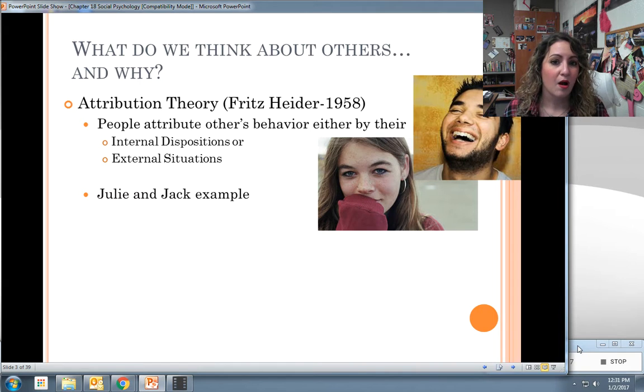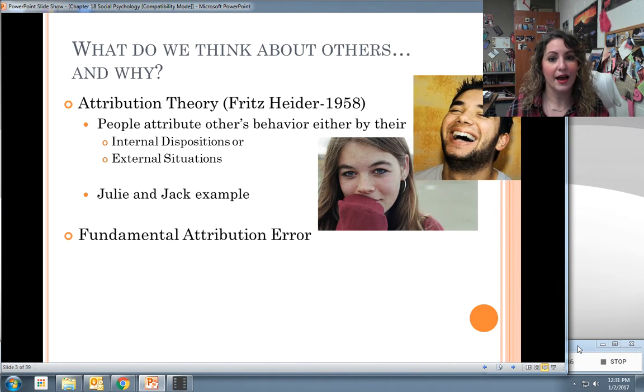Well, that's a problem that we make: when we attribute people's behavior to either their internal disposition or their external situation, we don't typically put the same weight on those. Typically, we make something called the fundamental attribution error, where we actually put more emphasis on people's internal dispositions than on their external situations. So we tend to focus more on people's personality as opposed to the situation that they're in.